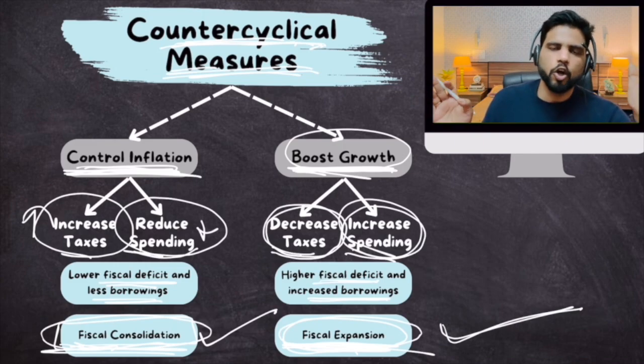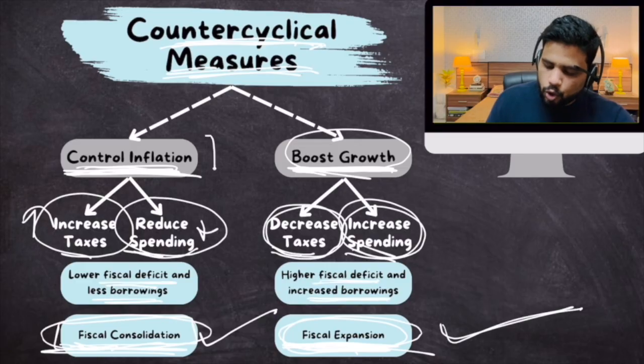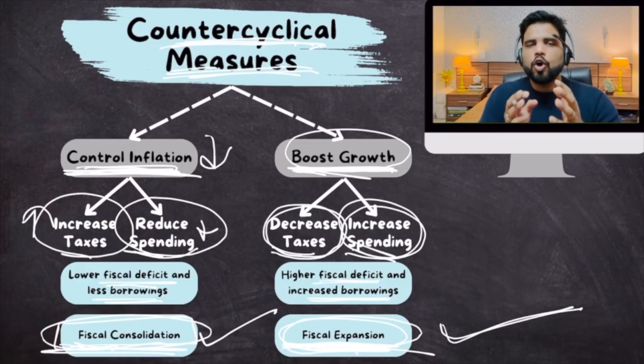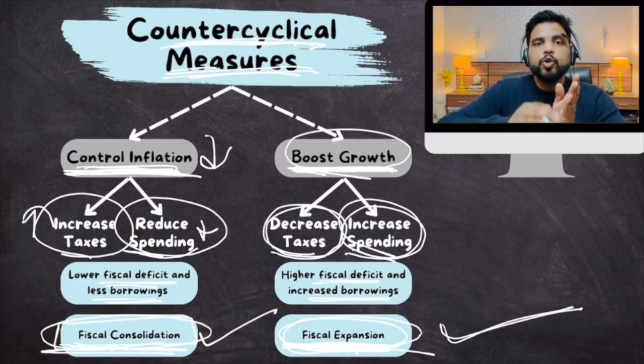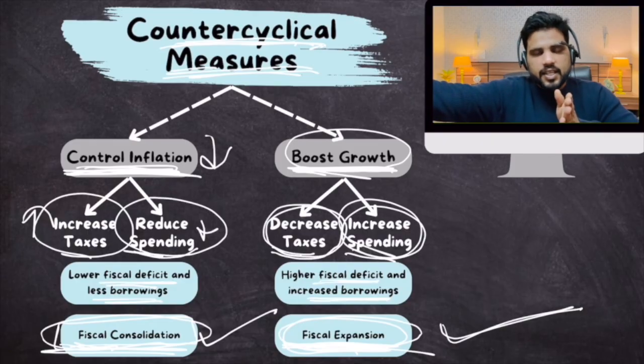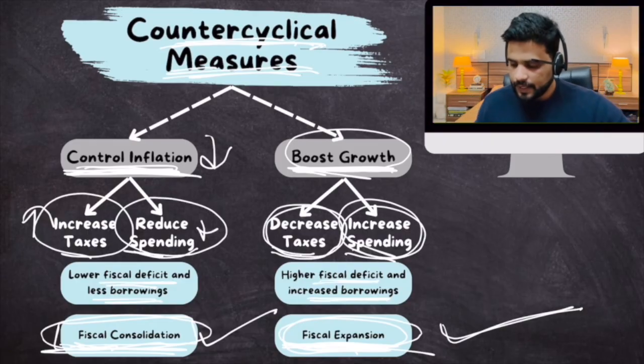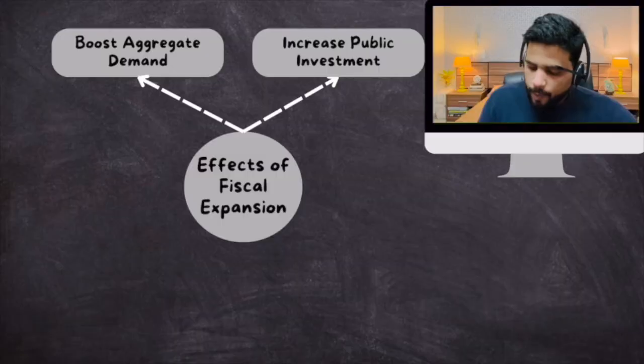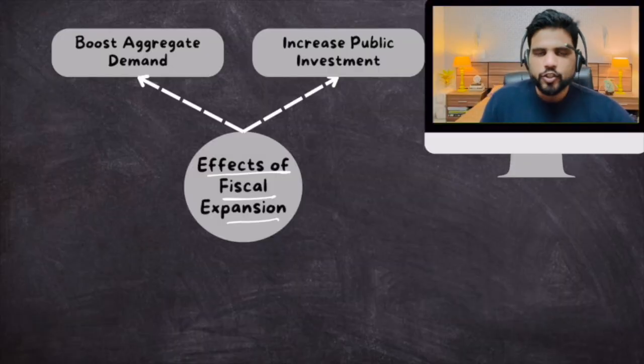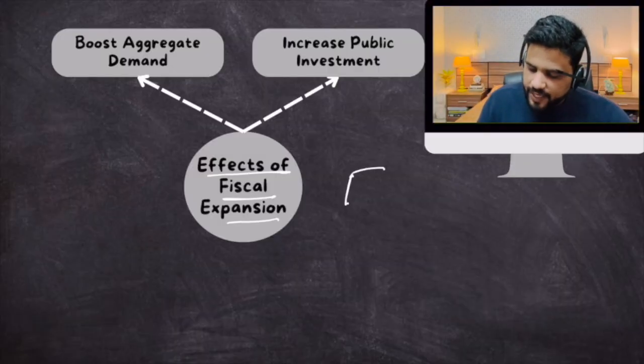Okay. During normal times, decrease fiscal deficit, fiscal consolidation, because that would also lower inflation and would also give you some money to use in future recession for fiscal expansion. Clear? Now let's talk about effects of fiscal expansion. What is fiscal expansion? Very simple.